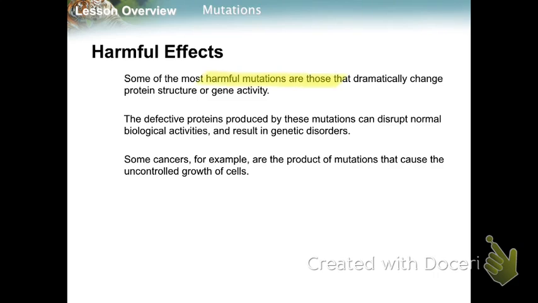Some of the most harmful mutations can change protein structure or gene activity. The defective proteins can disrupt normal biological activities. Building things up, breaking things down aren't done, and the buildup of these products can be toxic. That results in genetic disorders. Some cancers are the product of mutations that cause uncontrolled cell growth.